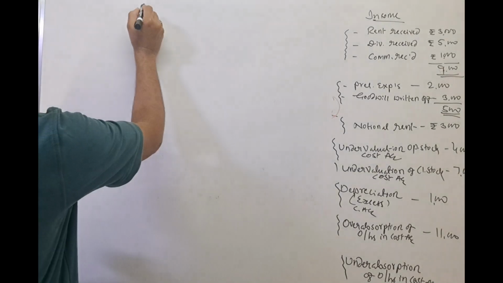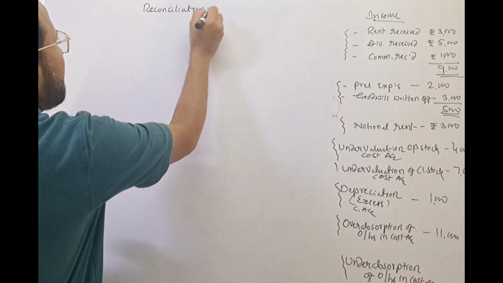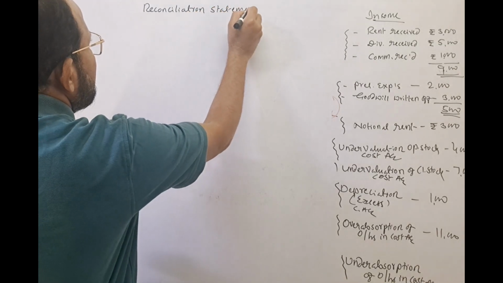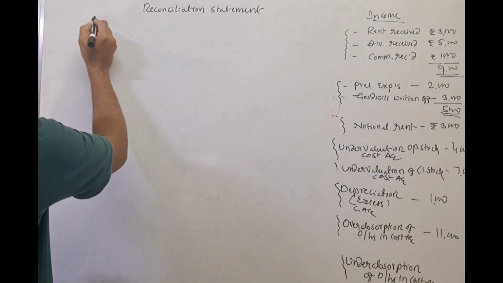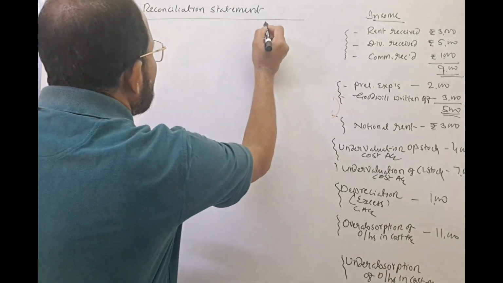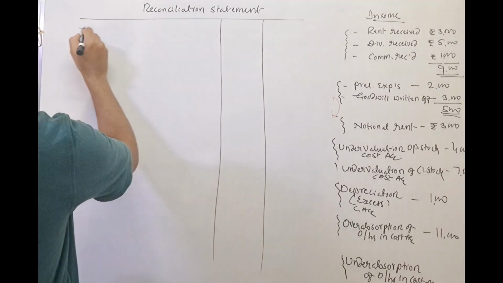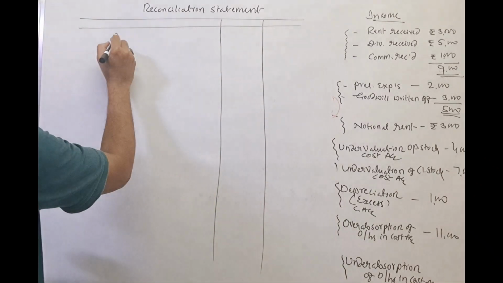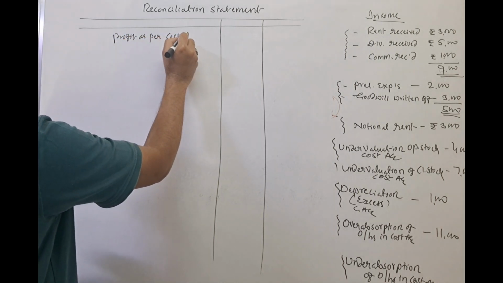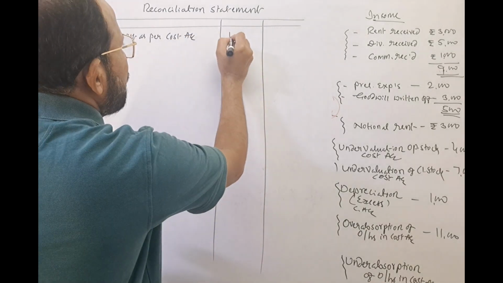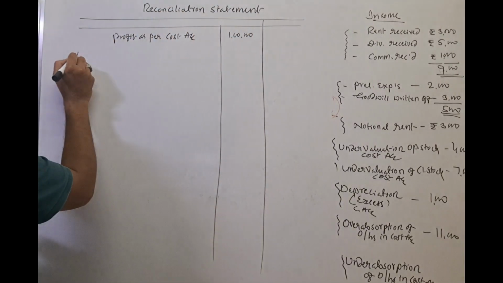We will prepare the reconciliation statement. First thing is profit as per cost accounts. We take a very simple thing. Profit as per cost accounts. Let's take, what is the amount? Rupees 1 lakh was given. Rupees 1 lakh. The next one is to this, what we need to do?